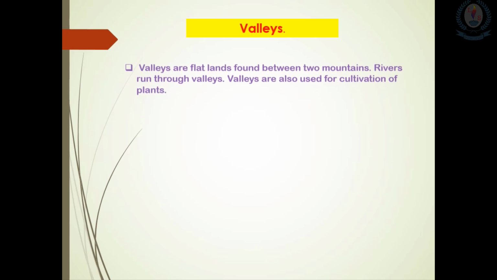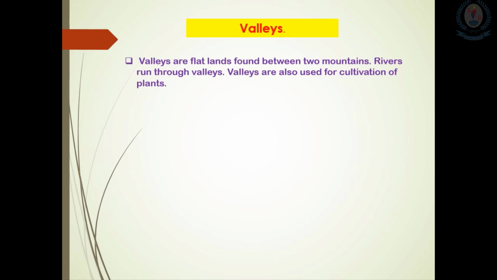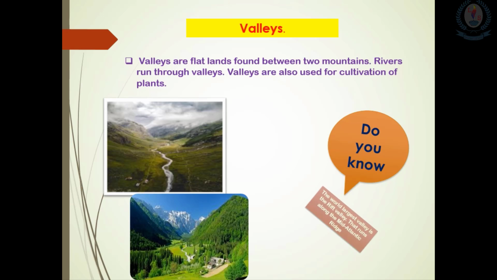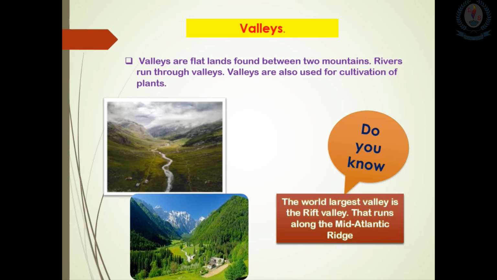Children, now you are going to learn about valleys. Valleys are flat lands found between two mountains. Rivers run through valleys. Valleys are also used for cultivation of plants. Children, tell me, what are valleys? Valleys are flat lands found between two mountains. What are valleys used for? Valleys are used for cultivation of plants. Children, now you can see some pictures of valleys. Children, do you know? The world's largest valley is the Rift Valley that runs along the mid-Atlantic ridge.